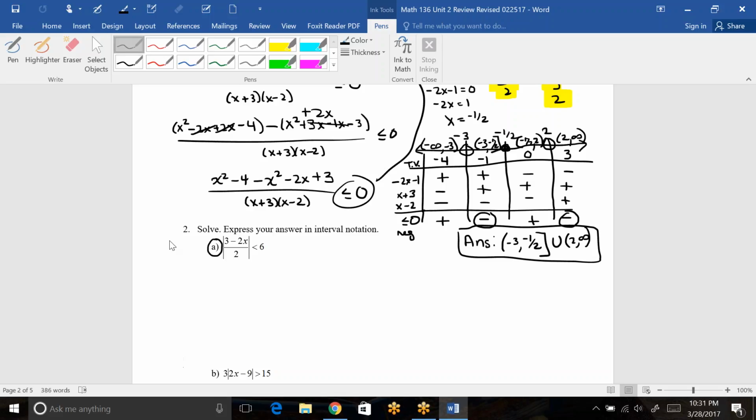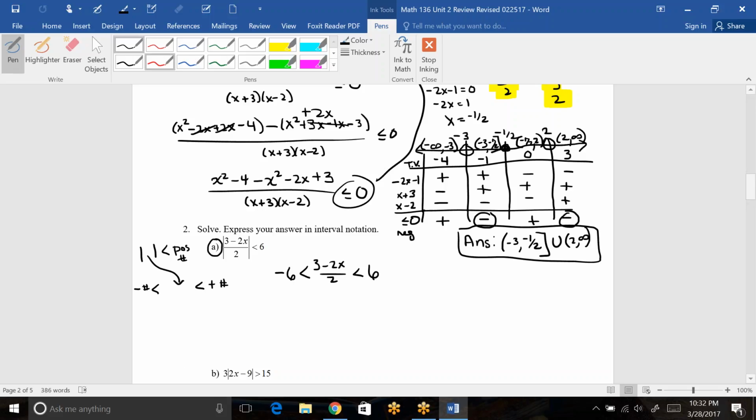So anytime you're dealing with an absolute value less than a positive number, you always set it up the same way. You take whatever's inside that absolute value and you put it between the negative of the number you started with on this side and the positive of that number. So if it's a less than symbol and this is isolated and this is positive, that is always the way you set it up. So we're going to set this up as negative 6 is less than (3 minus 2x) over 2 and is less than 6. Notice we just used this same symbol twice.